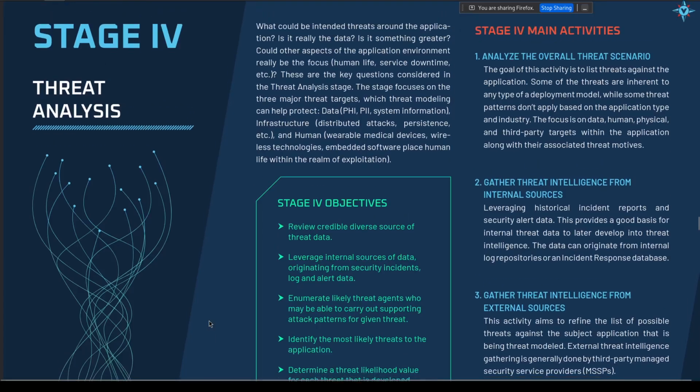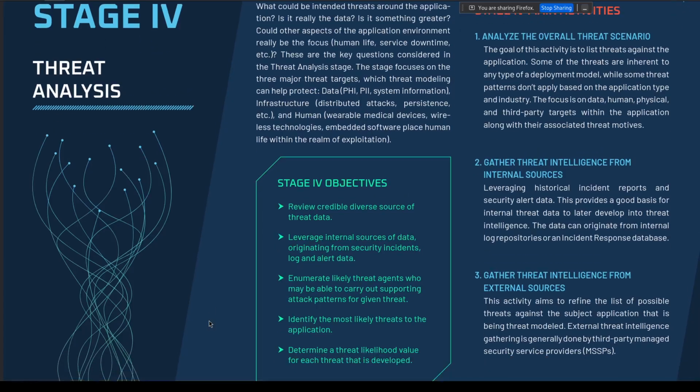Yeah, cool. This is the main stage of threat modeling, where we identify threats. From the name of threat modeling, we need to identify threats. So this also has multiple activities. It has around, I think, 6 activities. The first activity is to find the overall threats that are present in the application.